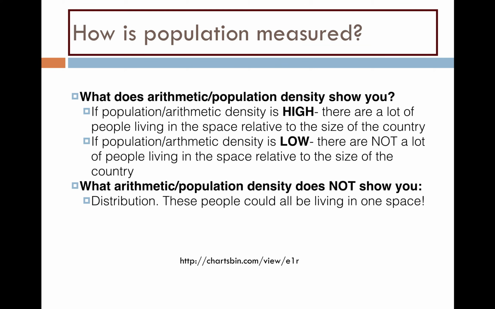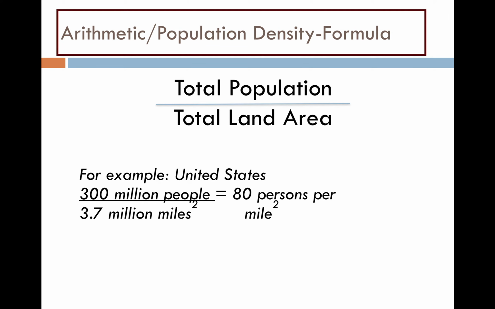What it doesn't show us, that doesn't tell us, is the distribution of the people. We know high or low, a lot of people, few people, but it doesn't tell us how close or how far away they are from one another. All those people could be living in one space, or all of those people could be totally evenly distributed across the country. Population density, this calculation alone, does not tell us enough information.